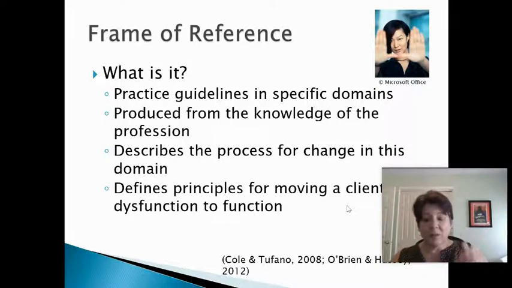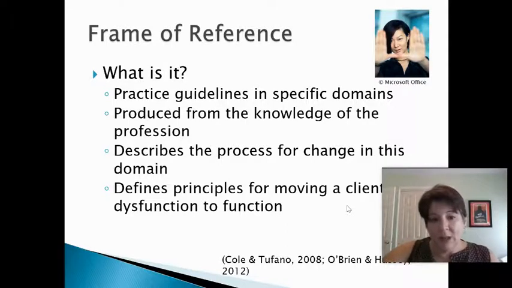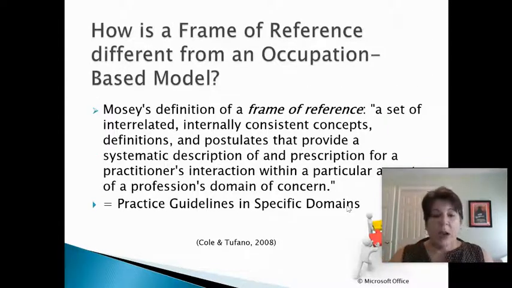It's a specific domain. Not everybody needs a biomechanical frame of reference. For a child with autism, you're not going to use biomechanics to treat them. That's not going to be the frame of reference that they need. So we need a different frame of reference that gives us practice guidelines for that domain if we're going to be treating clients with autism. So how is it different from an occupation-based model?